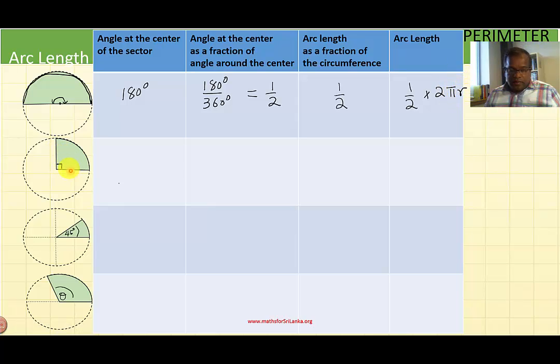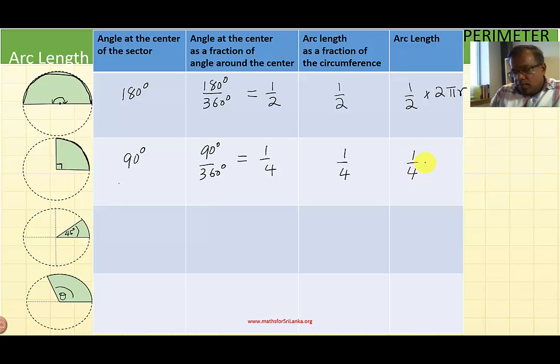In this sector we see the angle at the center is equal to 90 degrees, and clearly you can see the arc length as a fraction of the circumference is 1/4. 90 over 360 is 1/4, and in the figure you can clearly see that the arc length is equal to 1/4 of the circumference. Therefore the arc length is 1/4 times 2 pi r.